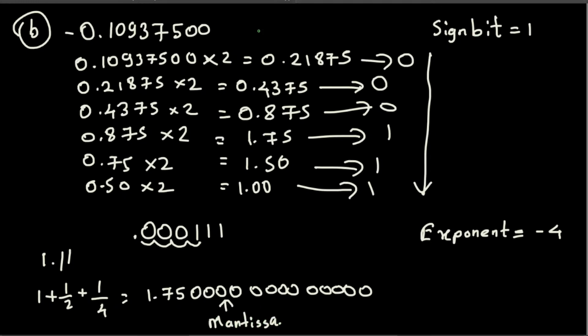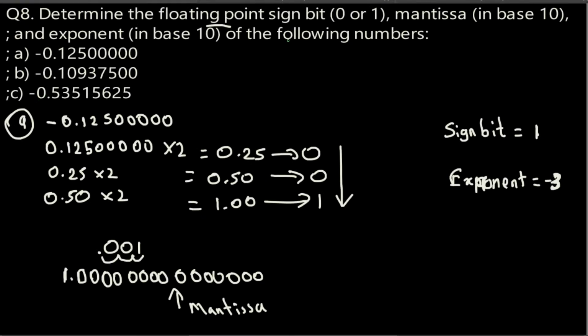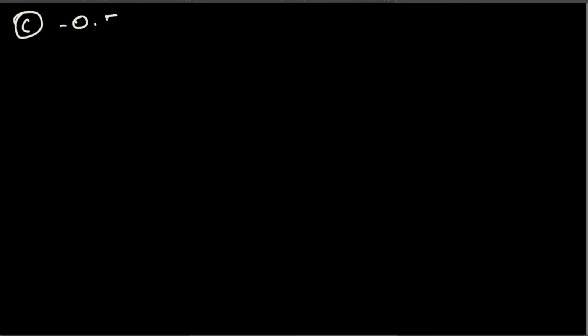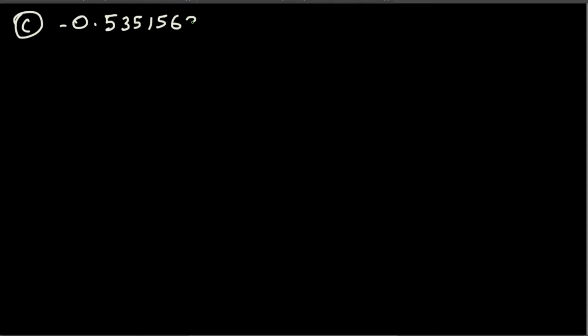Okay, that is the B part. Now let's look at the C part. In the C part, we have negative 0.53515625. Okay, here we have negative, so the sign bit is going to be 1. And then to find out the mantissa and the exponent, I have to convert this one into binary.